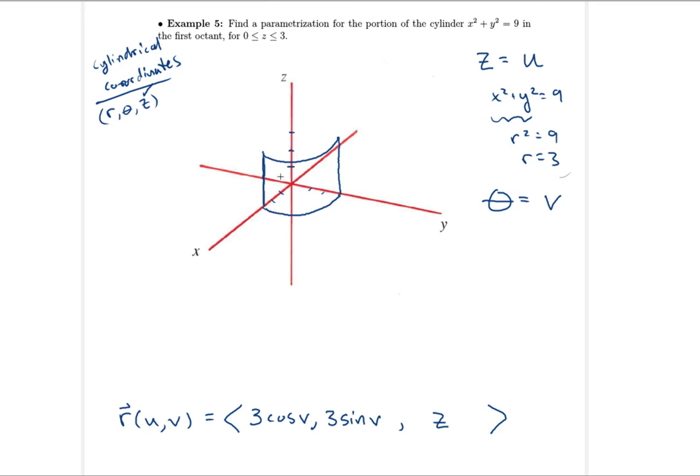So you can see here, I'll have to apologize. I should have put u, right? Because I said z equals u and theta equals v. So here, this should be a u.